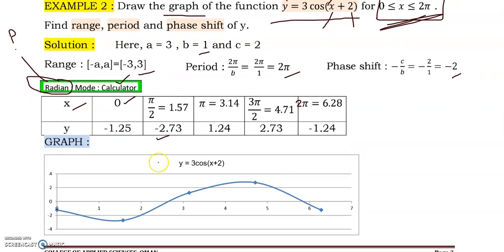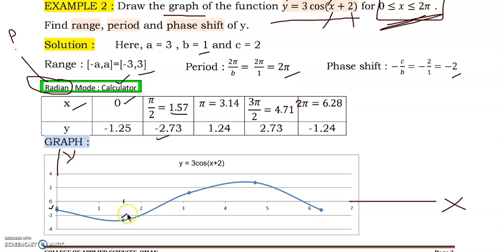Now, how to draw the graph? This is our x-axis. This is our y-axis. What is the first point? X is 0, y is minus 1.25. This is the first point we got. Now the second point, x is 1.57, y is minus 2.73. So x is here, and y is minus 2.73. So this is the point.